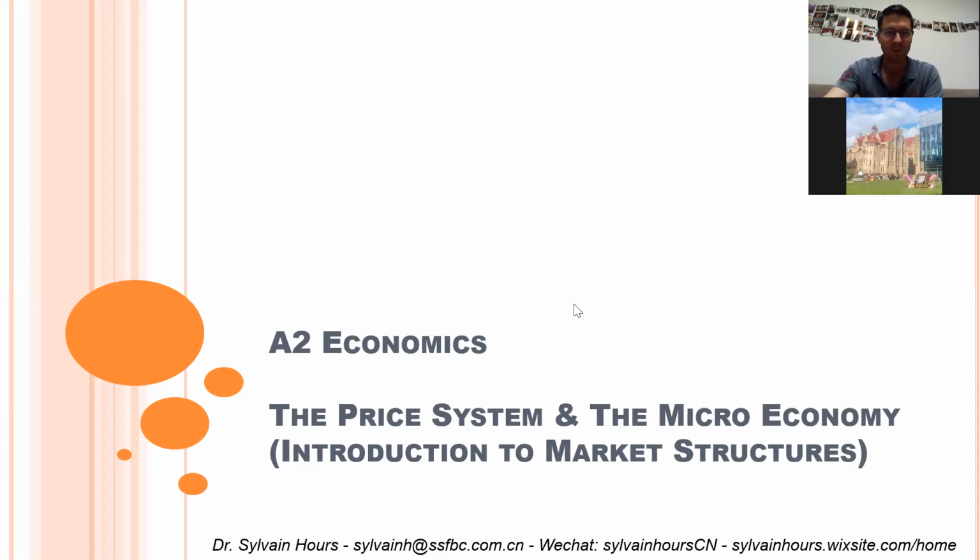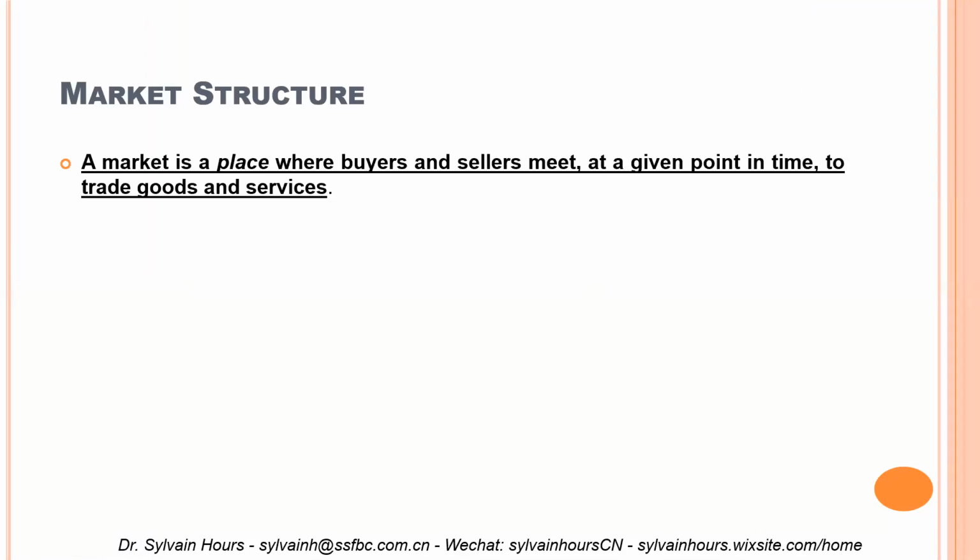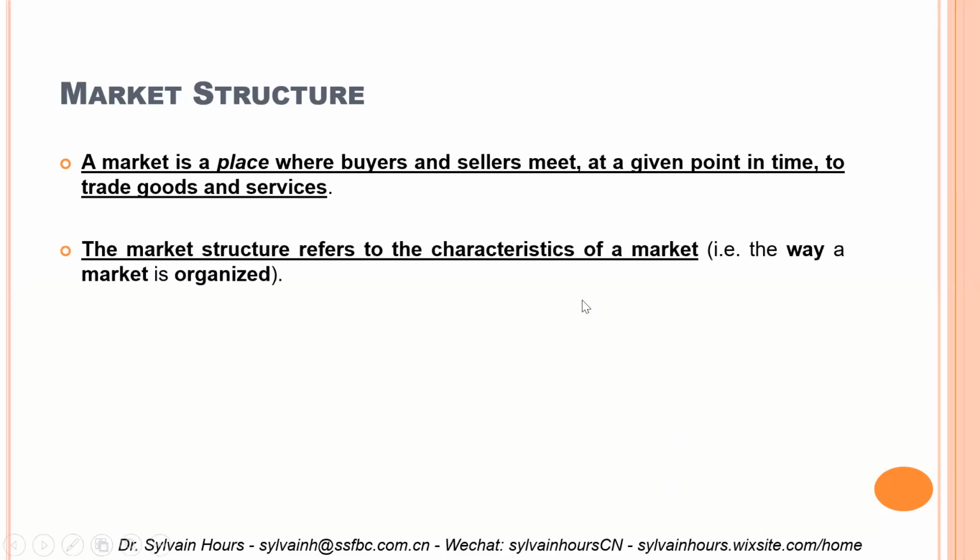Let's start with this introduction to market structure. So perhaps even if it sounds too easy or even silly, it's always good to remember what the definition of a market is. Market is a place where buyers and sellers meet at a given point in time to trade goods and services. Okay, it's always good to be able to define all concepts, even the easiest ones. And what do we call a market structure? It's simply the way this market is organized. What are the characteristics of this place where people meet, buyers and sellers, to trade goods and services?